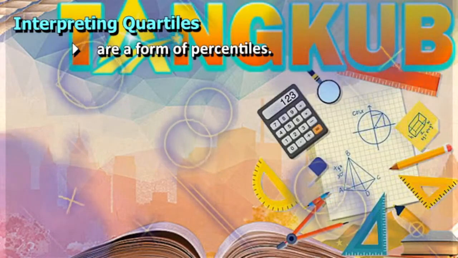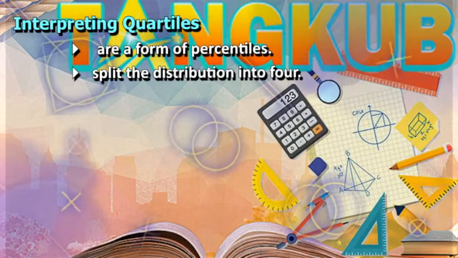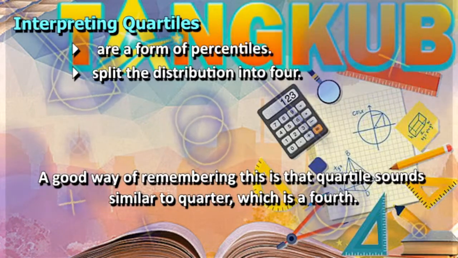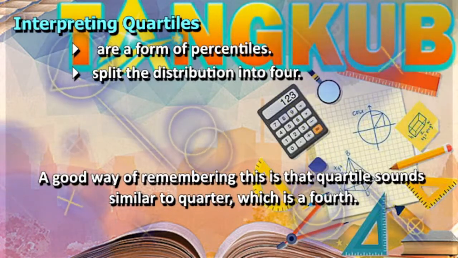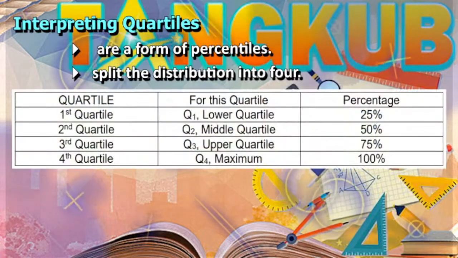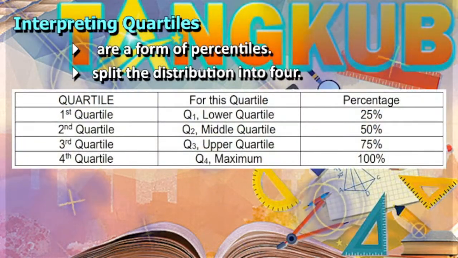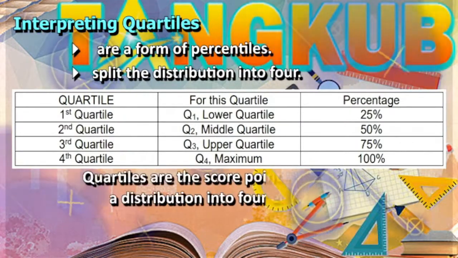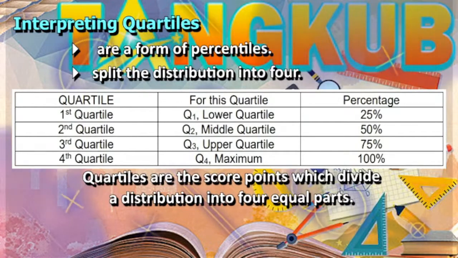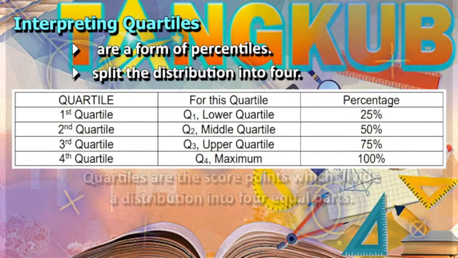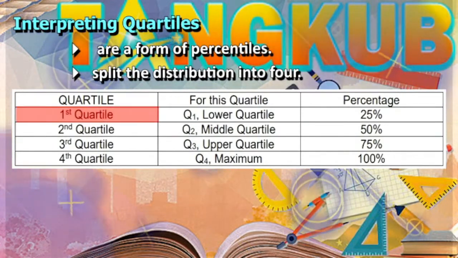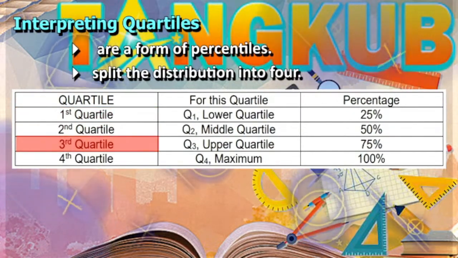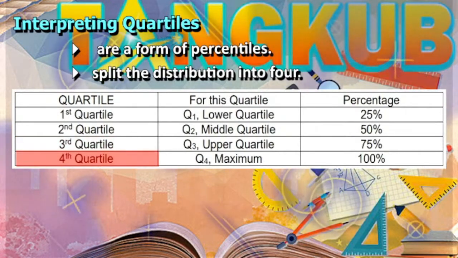Quartiles are a form of percentiles. Quartiles split the distribution into 4. A good way of remembering this is that quartile sounds similar to quarter, which is a fourth. Here is how quartiles are illustrated. In interpreting quartiles, you will look into the correct percentage equivalent. Quartiles are the score points which divide a distribution into 4 equal parts: quartile 1 or the first quartile, quartile 2 or the second quartile, quartile 3 or the third quartile, and quartile 4 or the fourth quartile.